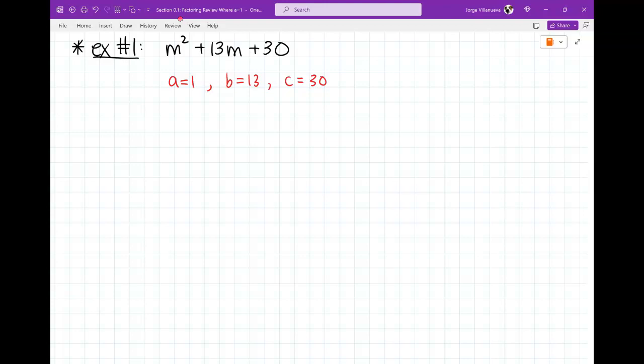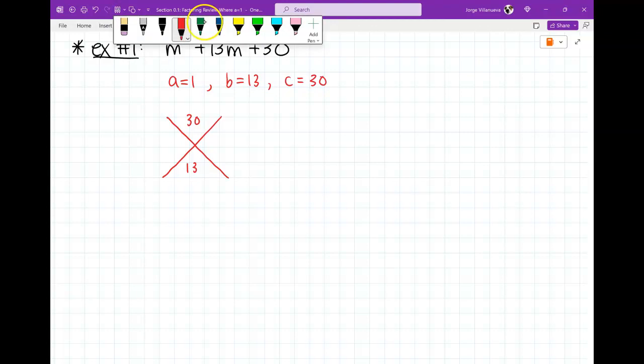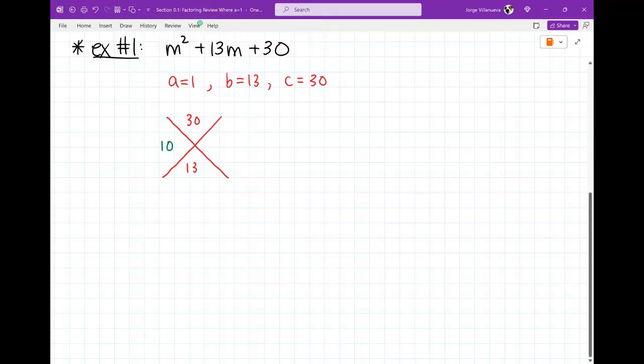You're going to multiply a times c, and that's going to go on top of your x. So 1 times 30, that's 30. And then you get your b value and you put that on the bottom, so that's going to be a 13. Now is when you ask yourself what two numbers multiply to 30 and add up to 13. What do I get? 10 and 3. So let's put a 10 here and a 3. And they're both going to be positive, positive 10 and a positive 3.